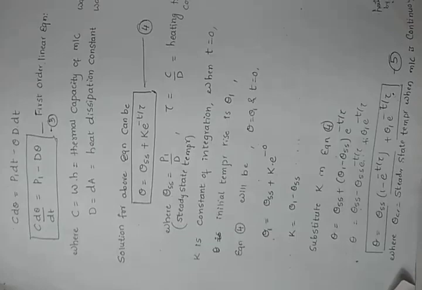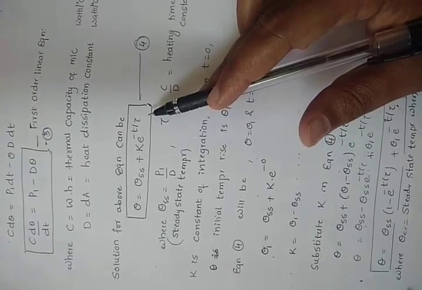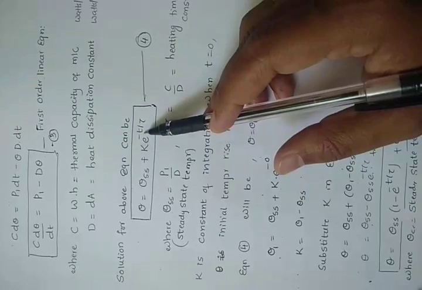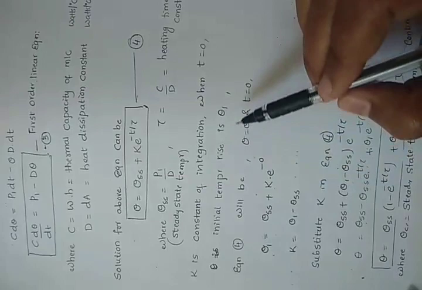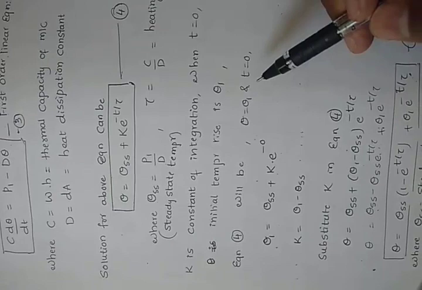From this equation, K is the constant of integration, where we substitute t equal to 0. If you substitute t equal to 0 in the equation, you will get theta 1, because for the initial value t equal to 0, the temperature theta, we are assuming it as theta 1. Initial temperature rise theta 1 when t equal to 0. So theta will be equal to theta 1 and t will be equal to 0.